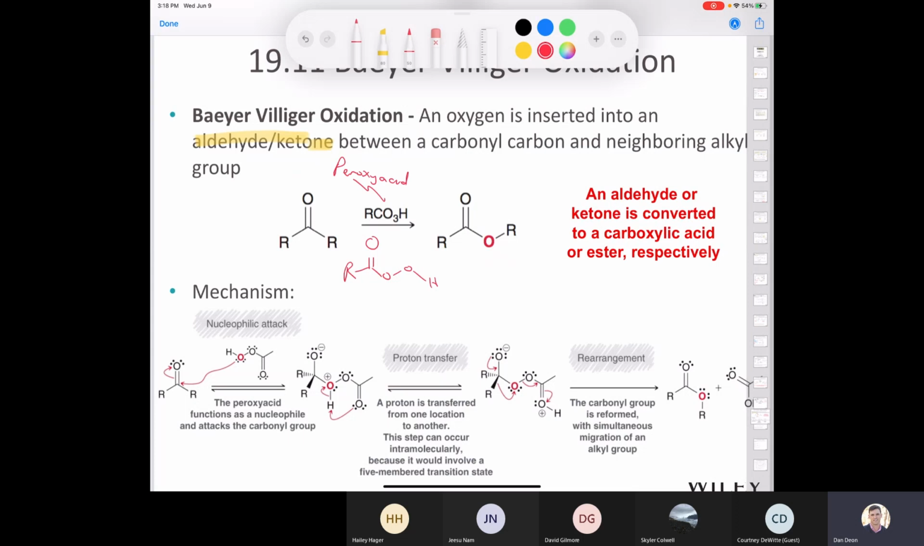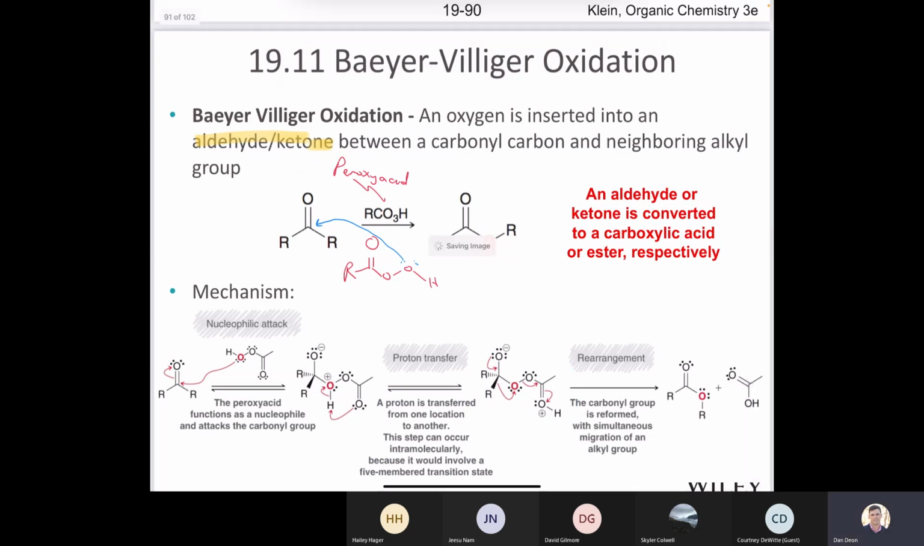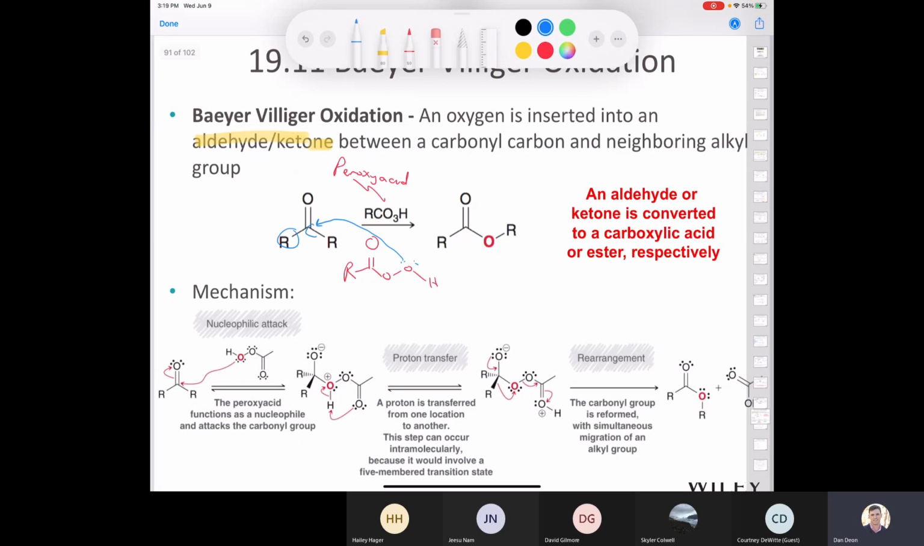Here's the mechanism. It's a really cool mechanism because it only involves 3 steps. A nucleophilic attack by this oxygen. It attacks the electrophilic carbon. You do a proton transfer, and then this really cool rearrangement. You see this whole, there's 1, 2, 3, 4 curved arrows here. You end up losing a carboxylic acid. Anyhow, it's a very cool reaction. But the bottom line is that you insert an oxygen between the carbonyl carbon and an R group.